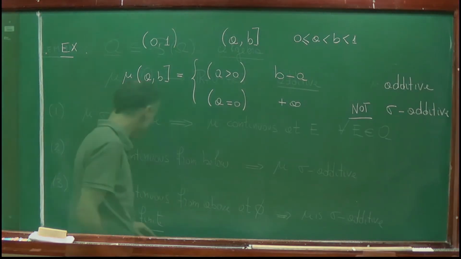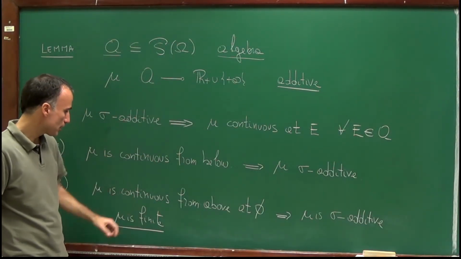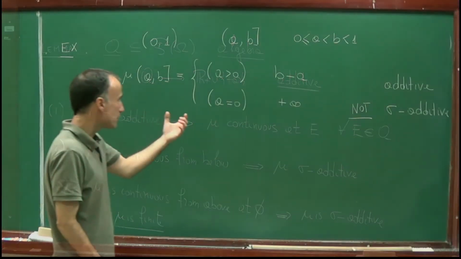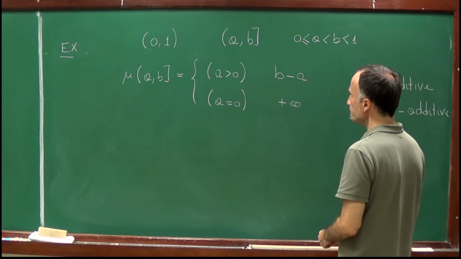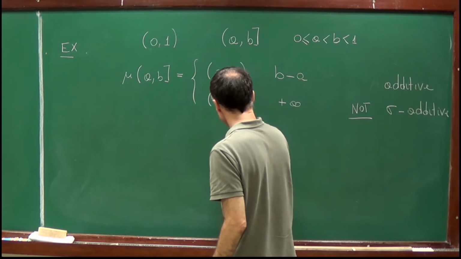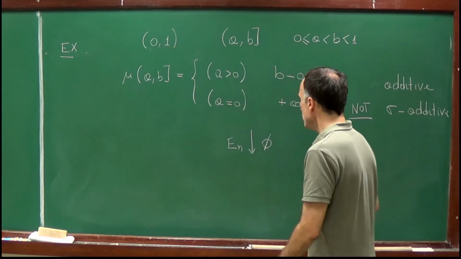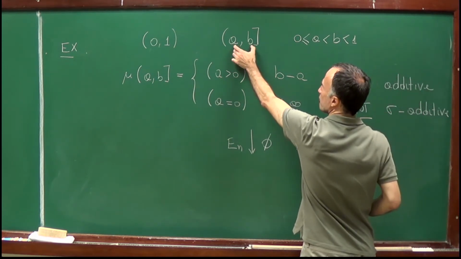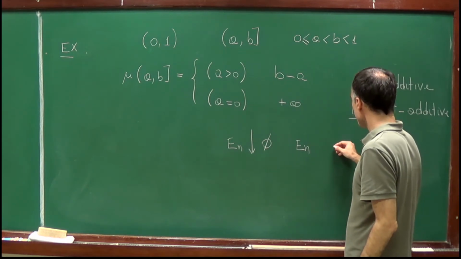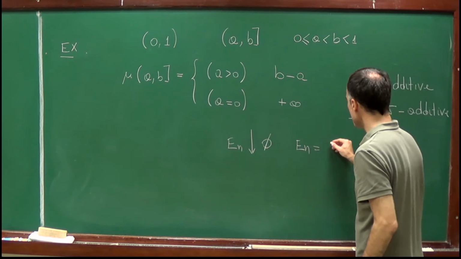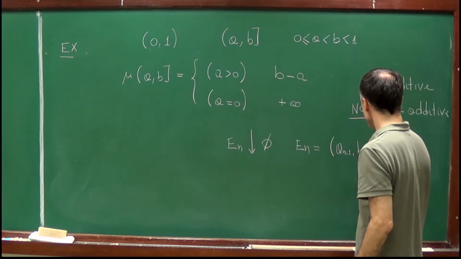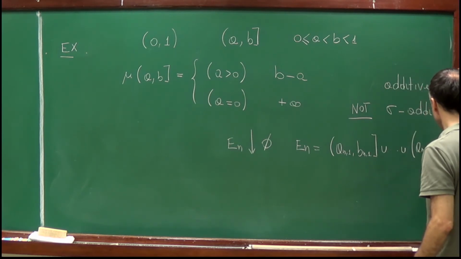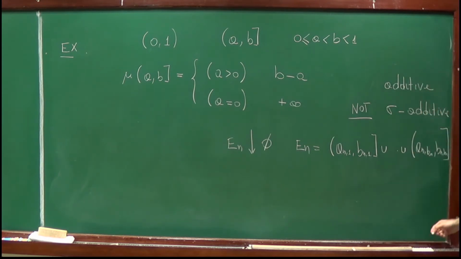satisfies this assumption. So mu is not finite, of course, we know that it's not finite, but what we are saying here is that it's continuous from above at the empty set. So you take just any sequence decreasing to the empty set, so I'll take a sequence E_n decreasing to the empty set. So each of these sets E_n belongs to the algebra, so they are formed by finite unions of such intervals. Well, let's take the leftmost interval, so we can always write E_n as (a_n1, b_n1] union ... union (a_n,k_n, b_n,k_n], right? So it's an element of the algebra.